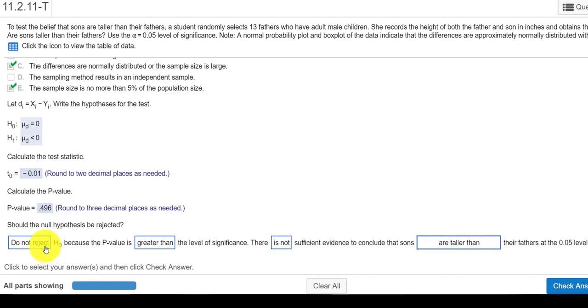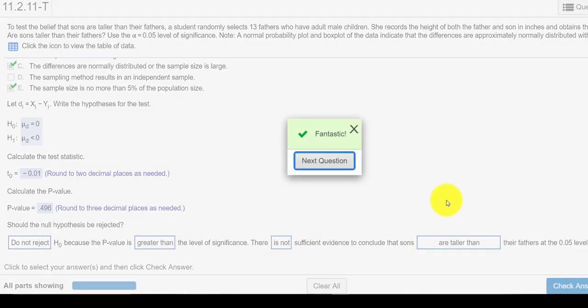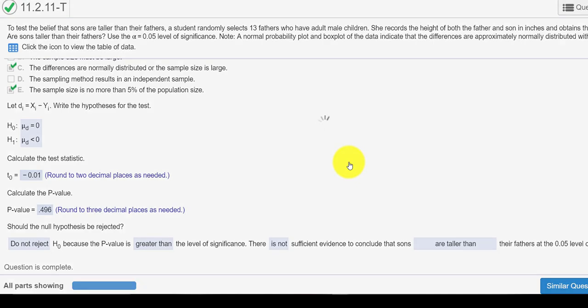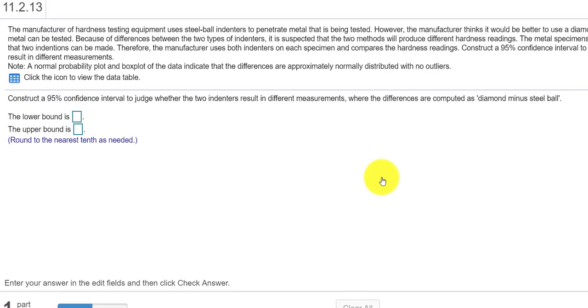Because if we're not going to reject H0, the null hypothesis, it says there is no difference. We don't reject it because the p-value is greater than the level of significance. So that means there's not enough evidence to accept the alternative hypothesis, which was that sons are taller than their fathers. Check answer. Great job. Let's move on to the next question.